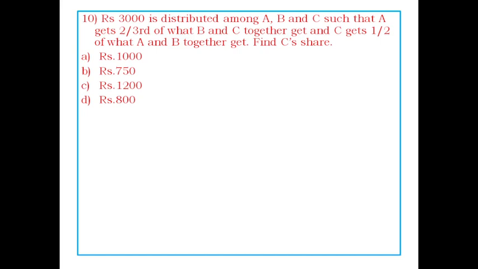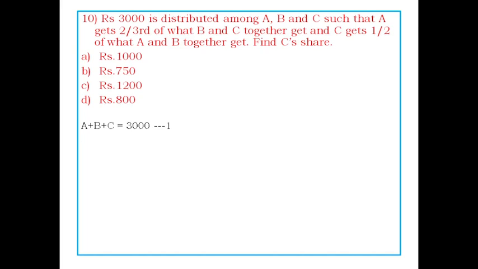So this is an aptitude kind of question. Rupees 3000 is distributed among A, B, C such that A gets 2/3 of what B and C together get, and C gets 1/2 of what A and B together get. Find C's share. So they have given some information. You need to find how much amount is shared to C. Okay, so first let us write what they have actually given clearly.